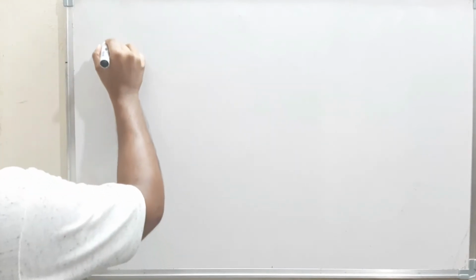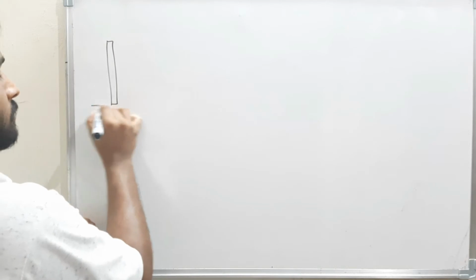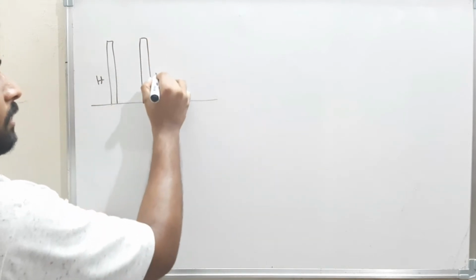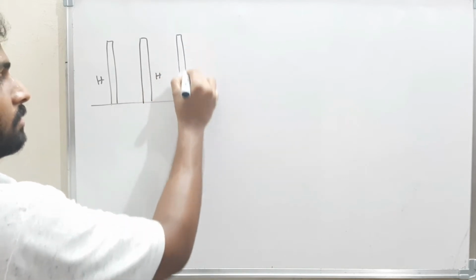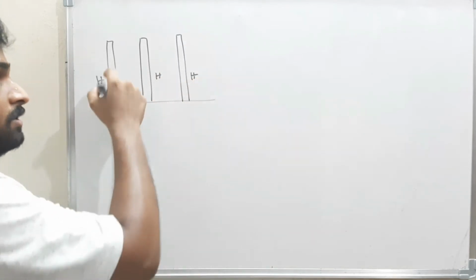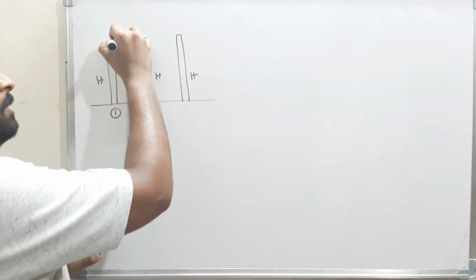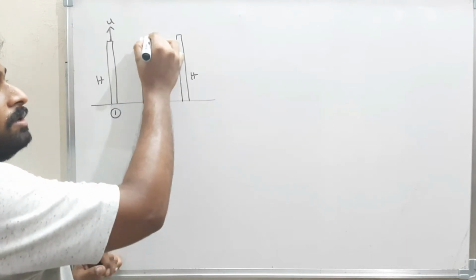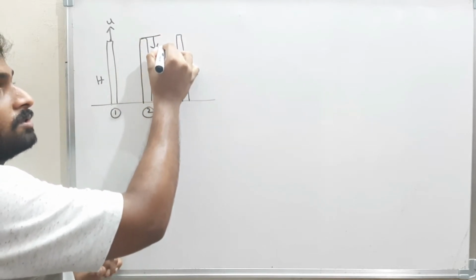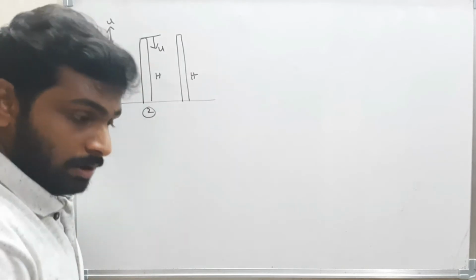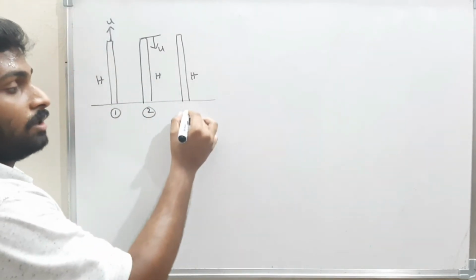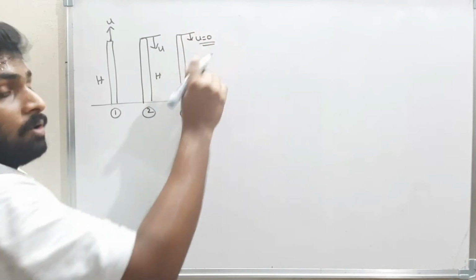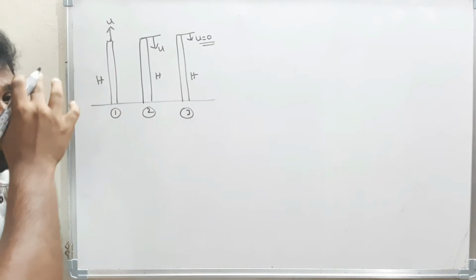Okay, now see here. There are 3 towers of the same height h, and there is one more tower of the same height h. From the first tower, the body is projected upwards with a velocity u, and from the second tower, the body is projected with a velocity u downwards. That means I am on the tower, I am throwing the ball downwards like this. Now in the third tower, the body is left freely. That means initial velocity is 0.